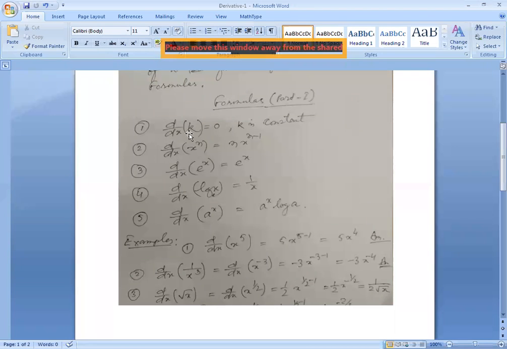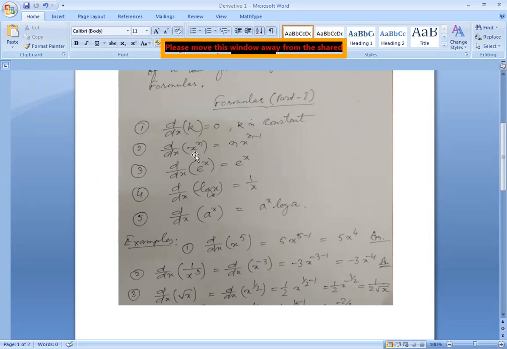If any constant is there and we differentiate the constant, the result is always 0 because it is constant. Constant means constant, no change occurs. That's why the change of a constant is equal to 0. In that sense, its result is 0.